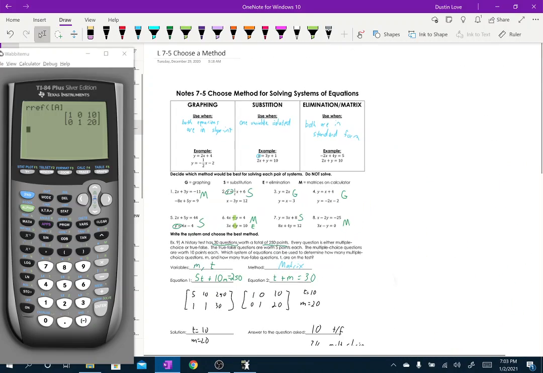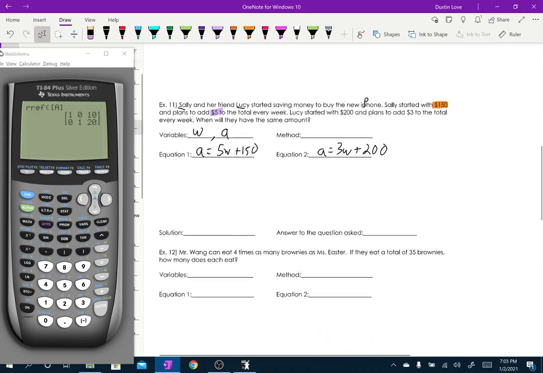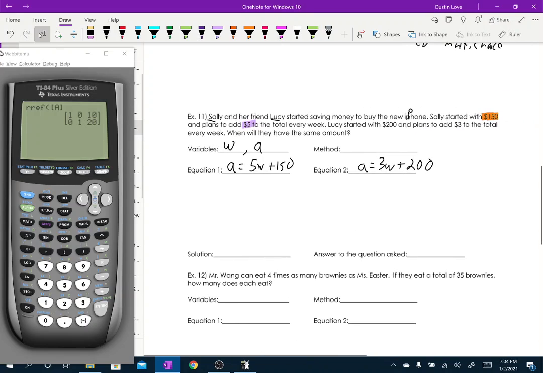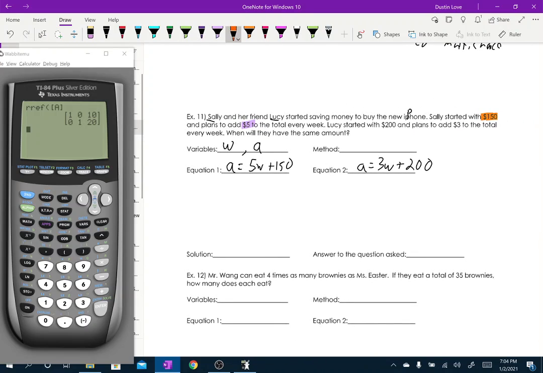There's only one problem with this. With these numbers being so large, if I go and put that on the graph, it's not going to be easy for me to graph it. So one alternative here, when you have both of them in slope-intercept form, is to do a substitution. Now, the way we're going to do that is I've got A equals on both of them. So let's take this equation here at the top. A equals 5W plus 150.